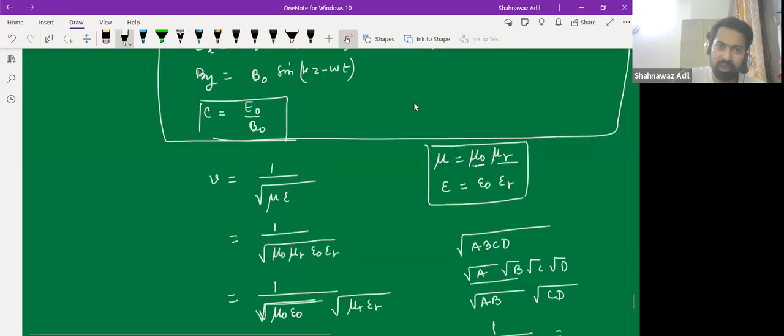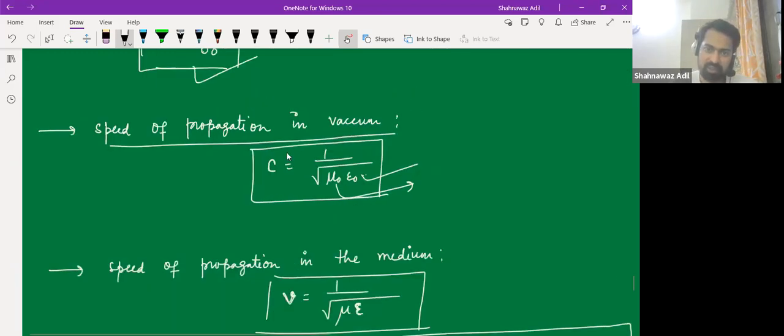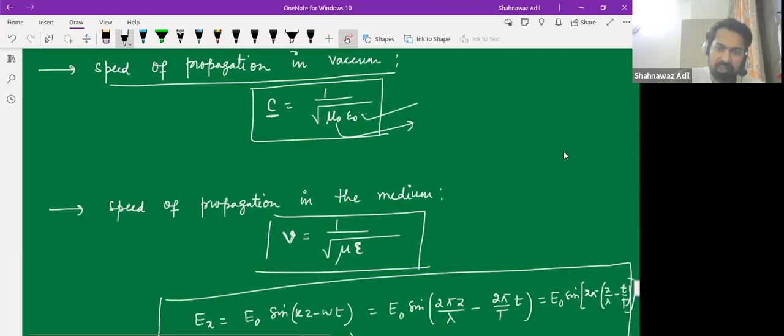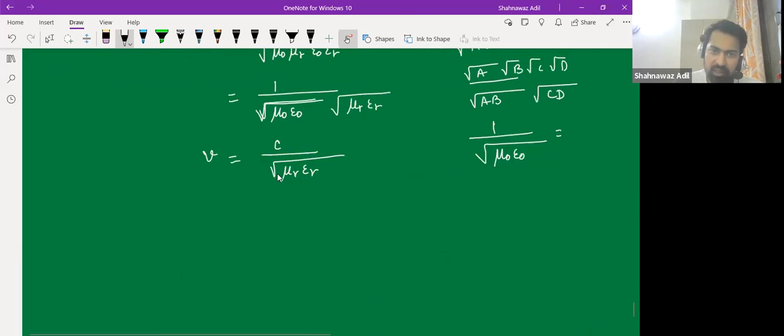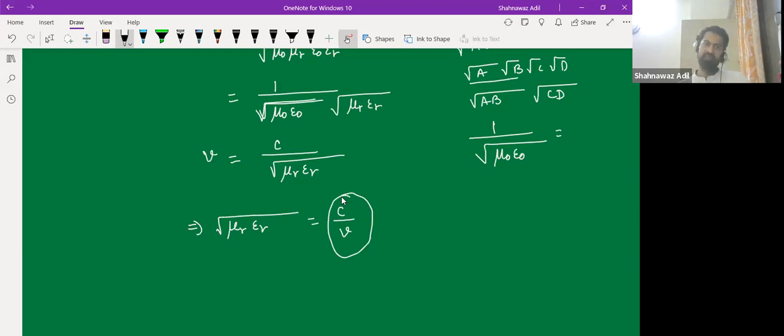Just go back to this one. What is this? Speed of light, right? So this is the speed of light, and this is root of mu r and epsilon r, and this is velocity. If I take this to this side, root of mu r and epsilon r, and then c by v. So this is what I wanted to calculate. What is this value?